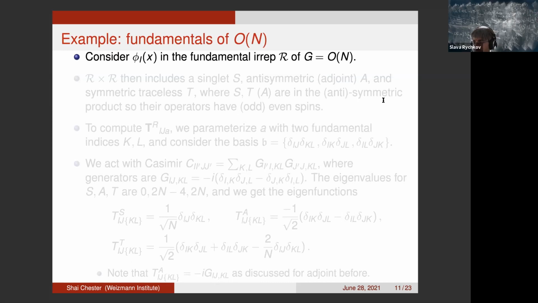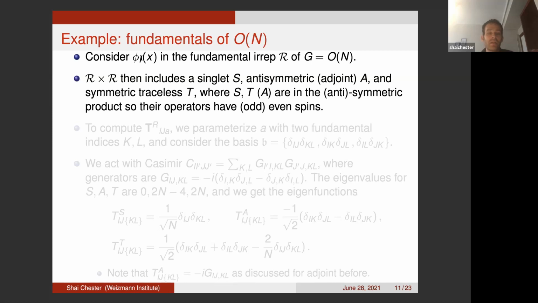Okay, so this has all been very abstract so far. So now let's give an explicit example, which is fundamentals of the O(N) group. So we will consider an operator phi. It's a real operator, and it's in the fundamental representation of the group O(N) with index I. So in this case, when you look at the tensor product, it's going to include three representations: the singlet S, the antisymmetric A, and the traceless symmetric T. Where the singlet is in the symmetric product, the antisymmetric is in the antisymmetric product, and the traceless symmetric is also in the symmetric product. And so this means that you only have even spins for the singlet and the symmetric, and you only have odd spins for the antisymmetric. I also should note that in this case, the adjoint representation is the antisymmetric representation. So that is the representation where we expect the conserved current to appear.